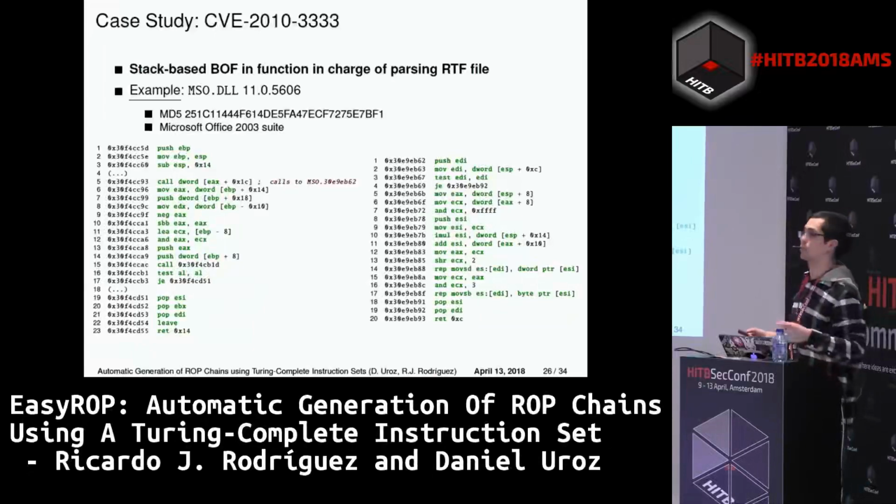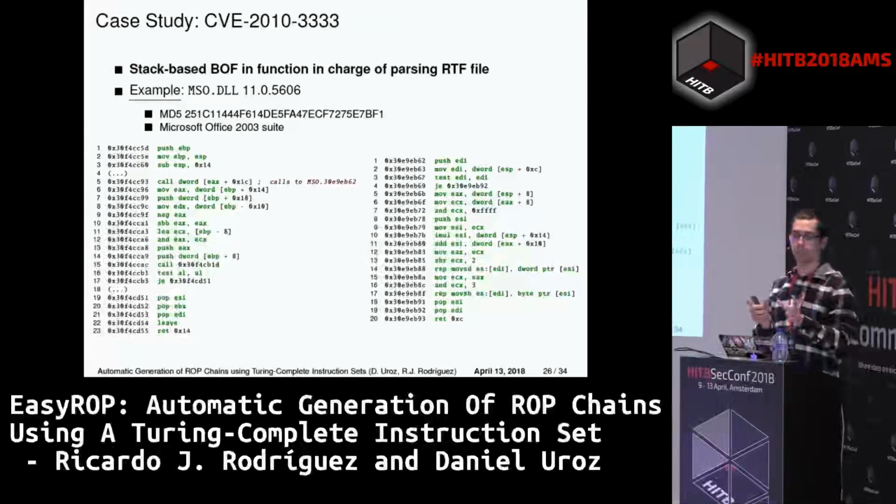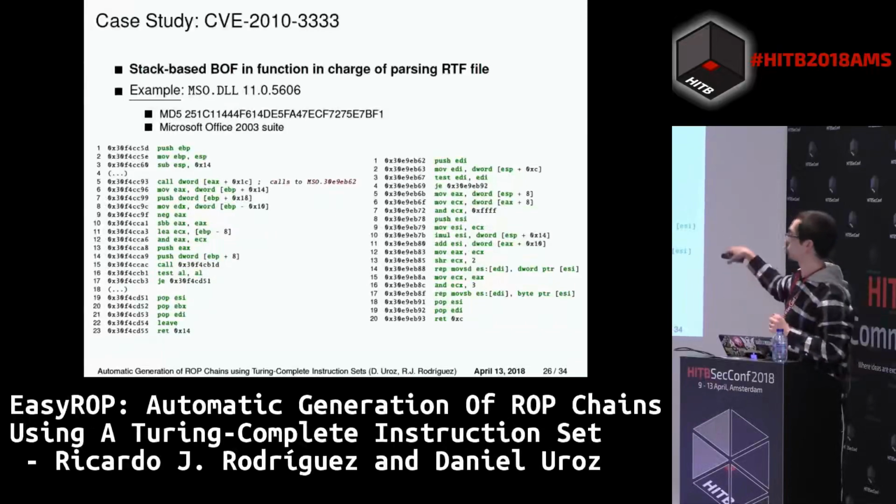So if the attacker can build an RTF file, a crafted file, with some specific values in these attributes, he is able to exploit this vulnerability, which is just a buffer overflow.